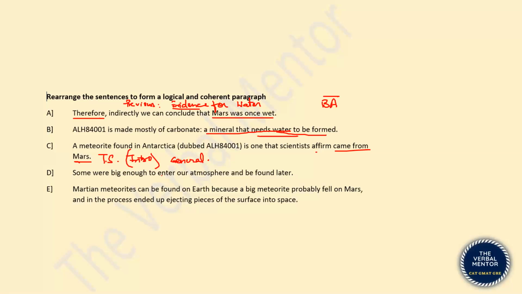Sentence D, some were big enough to enter our atmosphere. Some. So the previous sentence must have told us what this pronoun refers to. Martian meteorites can be found on Earth because a big meteorite probably fell on Mars and in the process ended up ejecting pieces of the surface into space. Some refers to these pieces.